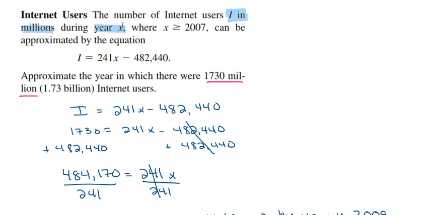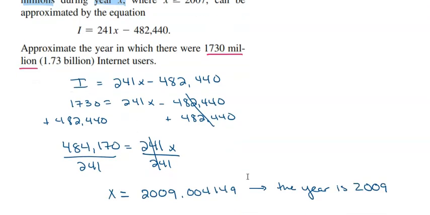Okay, so there's a few things here that you need to make note of. I is in millions, so you don't have to put million into the problem. So it's in millions already. During the year X, X has to be greater than 2007. So if you get a number less than 2007, something didn't work. Here's our equation, so you want to write down the equation. And you're going to put 1730 in for I. Rearrange to solve for X, and you should get 2009.004149, and that doesn't really matter because either way, it's the year 2009.